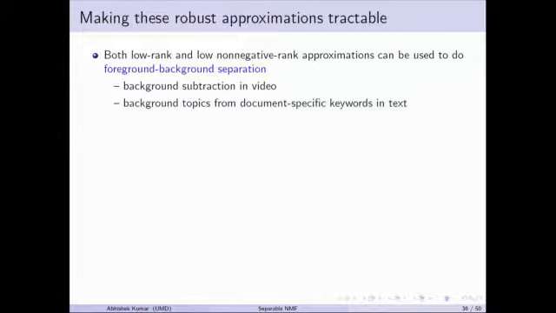Now both these approximations, the low rank approximation and the low non-negative rank approximation, can be used to do foreground-background separation. Background is something which is slowly varying across data points, and foreground is something which is varying relatively faster, but it has low energy. So it can be used to do foreground-background separation in video as well as in text. But because the previous versions of the problems are NP hard, the question is how to make them tractable.